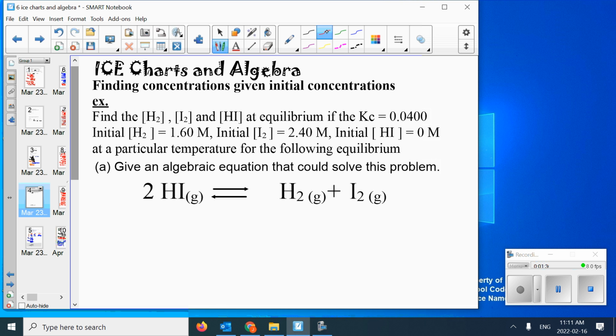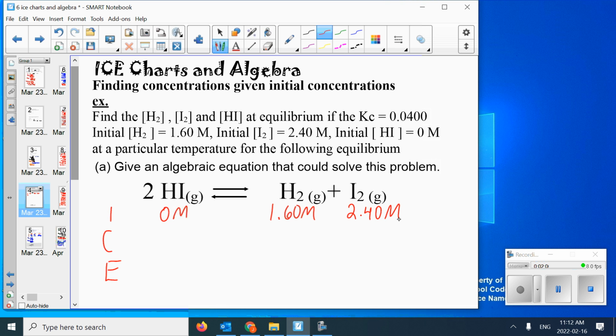So initially, I'm going to fill everything in. HI initially is 0. Oh, ICE, right? Initially, the H2 is 1.6. I2 is 2.4. Okay. That's all we have for given information.